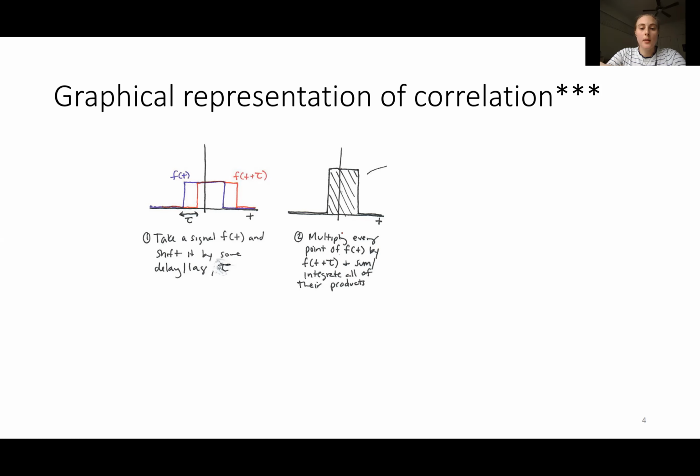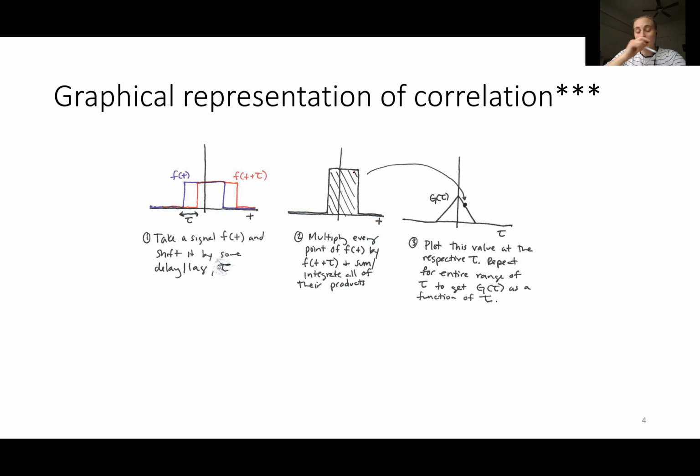So after we multiply and integrate, then the final step is to plot this on different axes here. So this is going to be axes where the x-axis is tau. Our y-axis is our correlation coefficient here. And you can see for the single shift that we did, a single value of tau, we get a single data point here based on multiplying and integrating. So we do this over all of the time space to get a plot of g of tau.